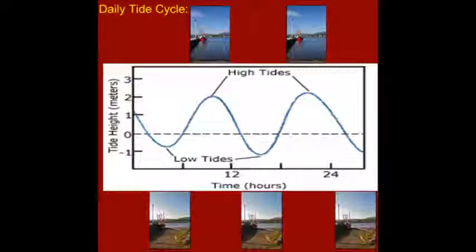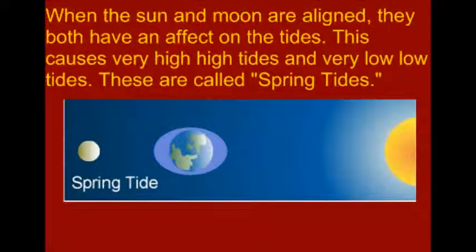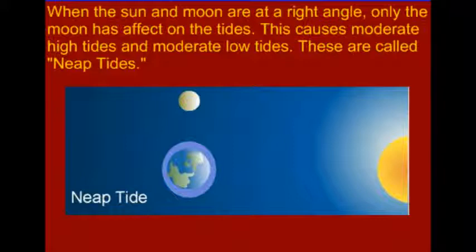The sun also has an effect on Earth's oceans. When the sun and the moon are aligned, they both have an effect on the tides. This causes very high tides and very low tides. These are called spring tides. When the sun and the moon are at a right angle, only the moon has a strong effect on the tides, and this causes moderate high tides and moderate low tides, and these are called neap tides.